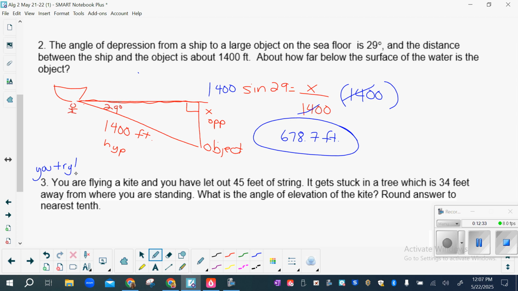Because it's tangent. The 45 is not the hypotenuse. What does it say, tangent? Okay, so which trig function is it? Wait, is that right? I thought it was 45. Cosine. Cosine.